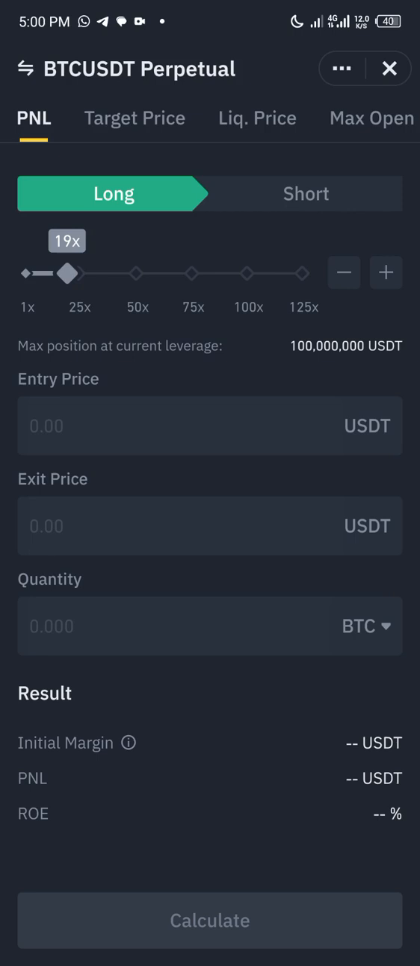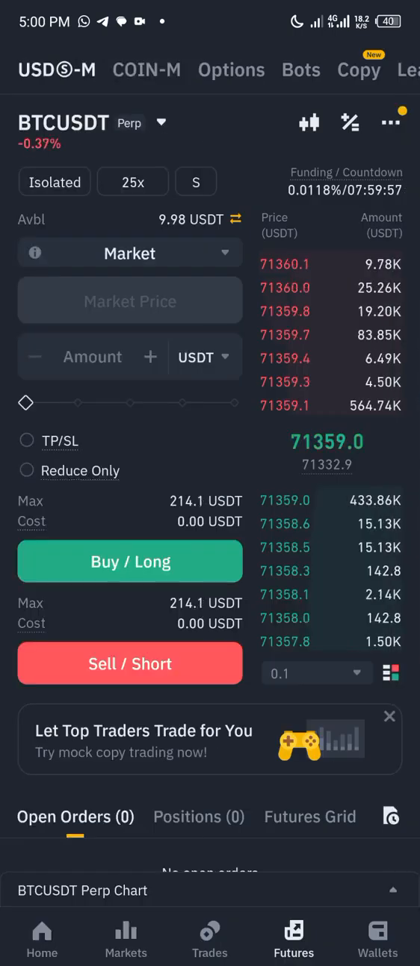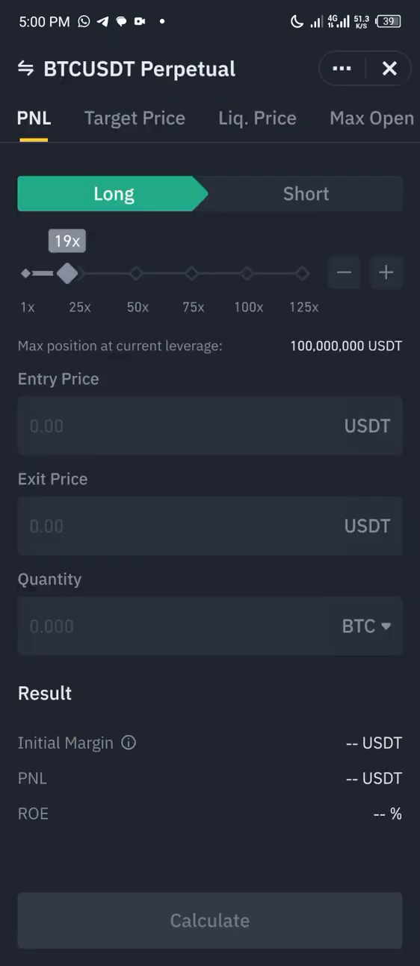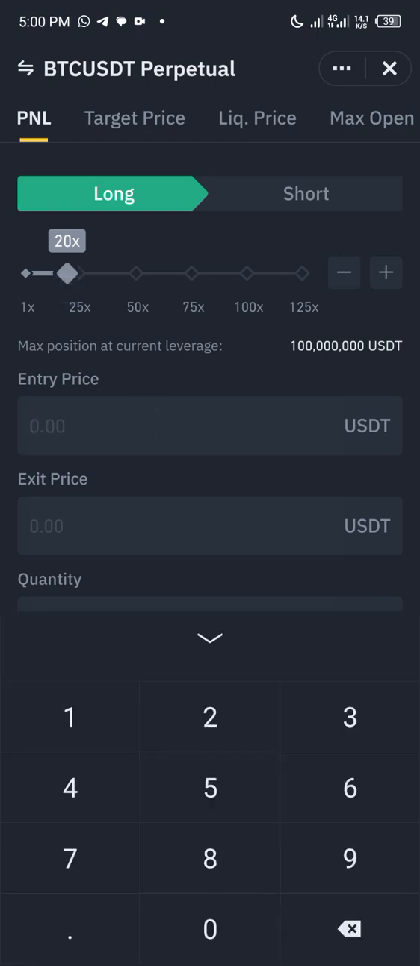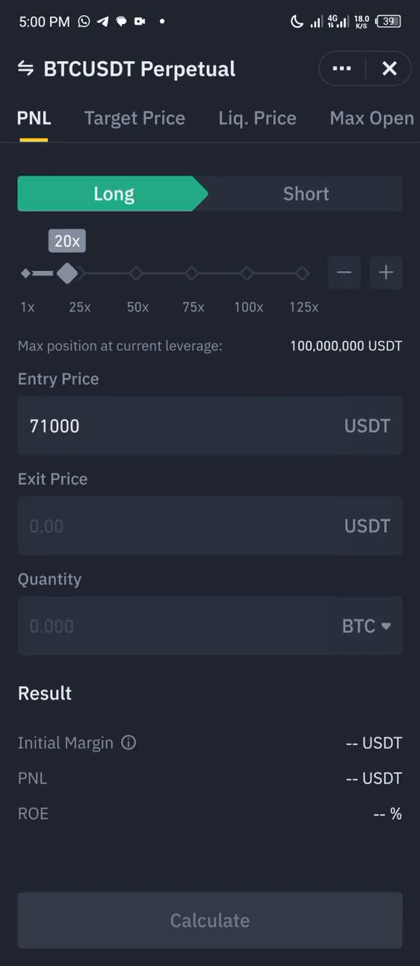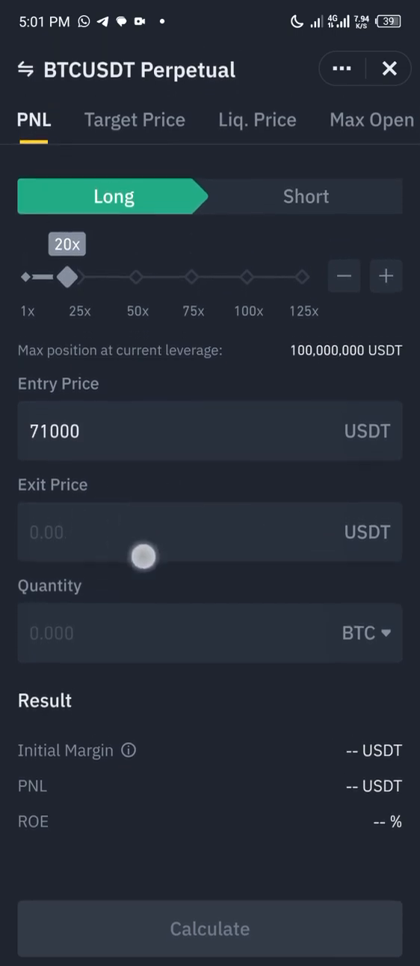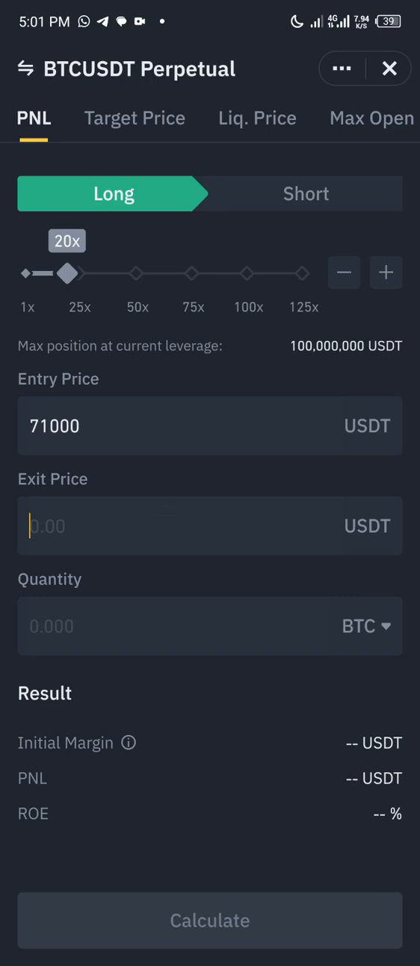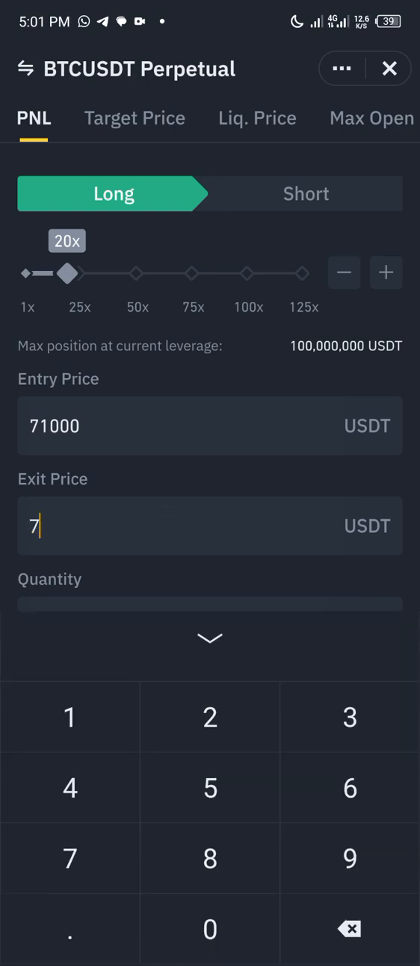Let me go back and check the current market price of BTC. The current price here is 71,353. Let me go back to the calculator again. Let me use 20x. Let me say I want to enter the market at 71,000. This is the price I want to enter the trade at, right? I want to take a long position. And the exit price is asking me when I want to exit or take my profit. Let's just say that I want to exit when Bitcoin reaches maybe $72,000.